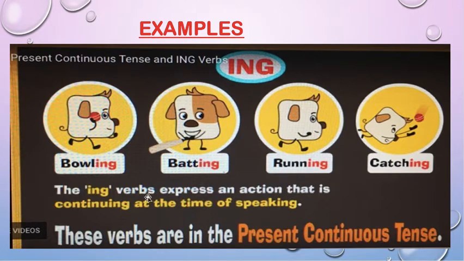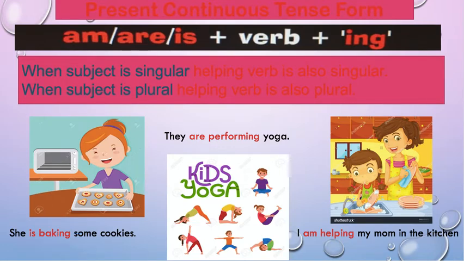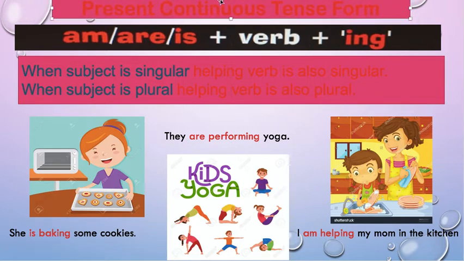Okay, the ing verbs express an action that is continuing at the time of speaking. As I said, the action or activity which is going on at the time of speaking. So these verbs are in present continuous tense. All these verbs which consist of base form plus ing will always be in present continuous tense. Next, present continuous tense forms.